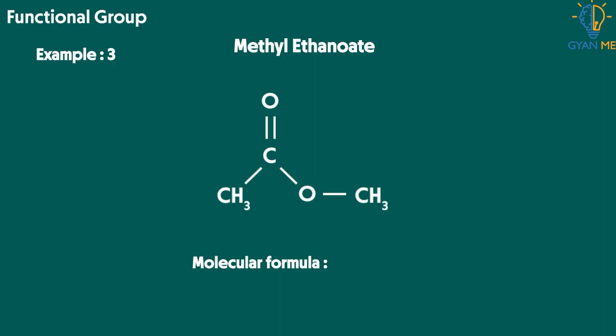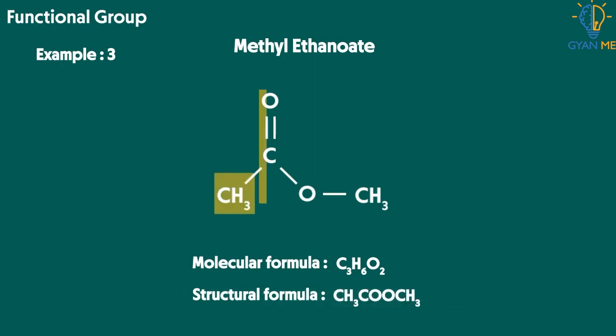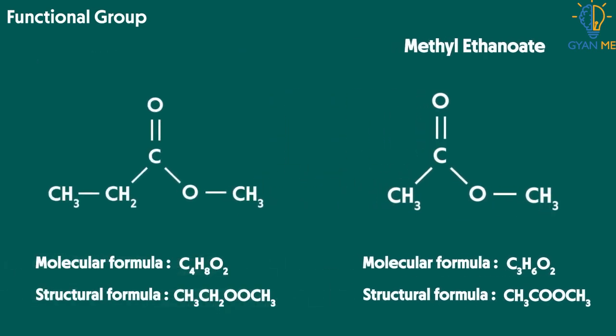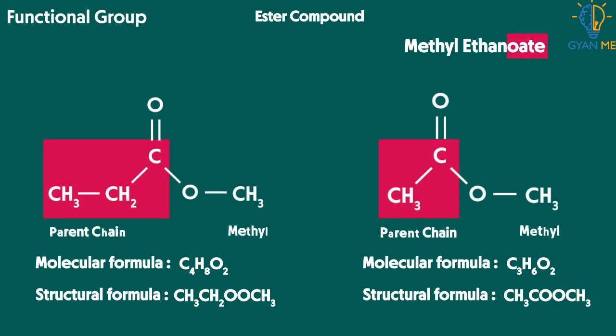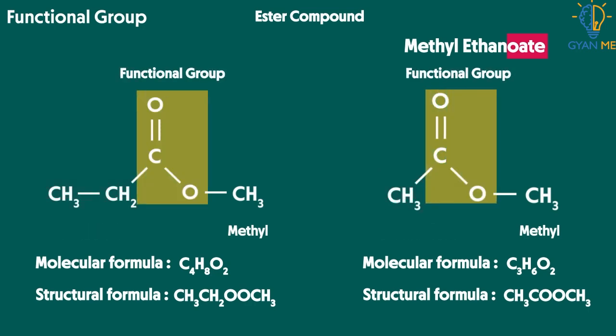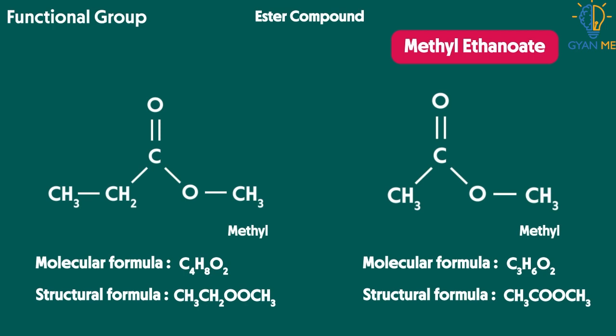Its molecular formula is C3H6O2, which is written as CH3COOCH3. Students, remember that when writing the name of an ester compound, the suffix -oate is added to the chain bonded to the carbon atom of the functional group. And that's why in our example, we wrote methyl ethanoate, because here the ethane chain has the functional group.